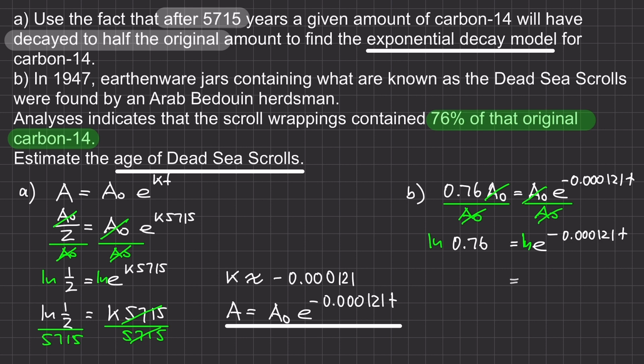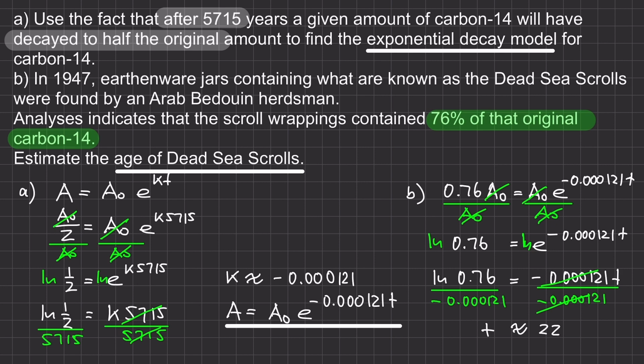With the inverse property, we can write ln of 0.76 equals the negative of 0.000121 times t. And after dividing both sides by the negative of 0.000121, we get approximately 2,268.